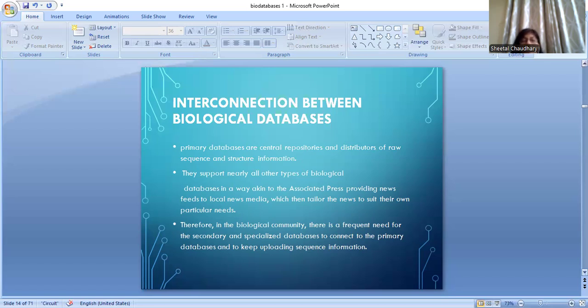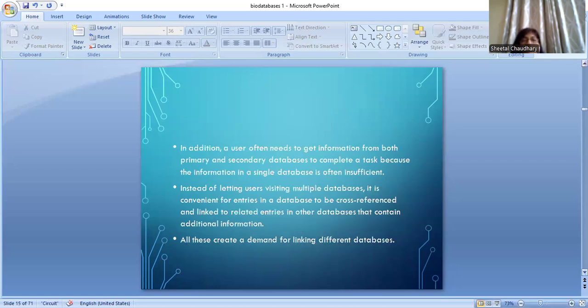Therefore, in the biological community, there is a frequent need for the secondary and specialized databases to connect to primary databases and keep uploading sequence information. In addition, a user often needs to get information from both primary and secondary databases to complete a task because information in a single database is often insufficient. Instead of letting users visit multiple databases, it is convenient for an entry in a database to be cross-referenced and linked to a related entry in other databases that contain additional information. All these create a demand for linking different databases.